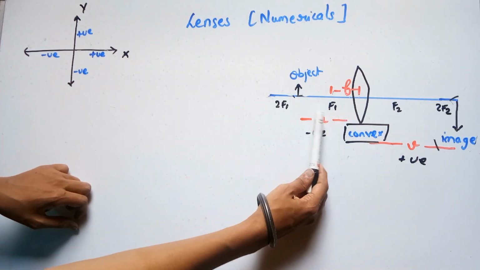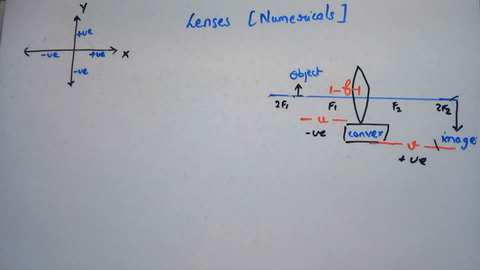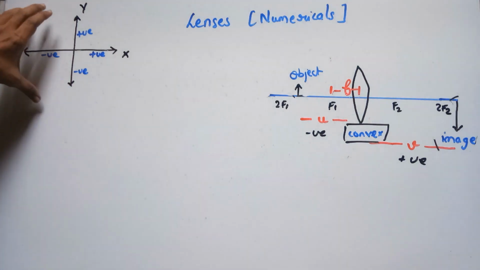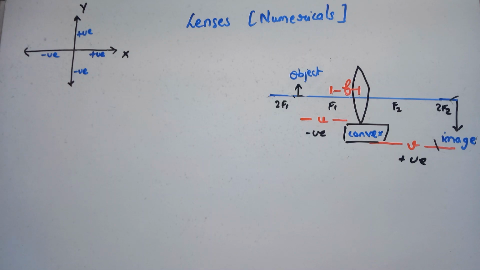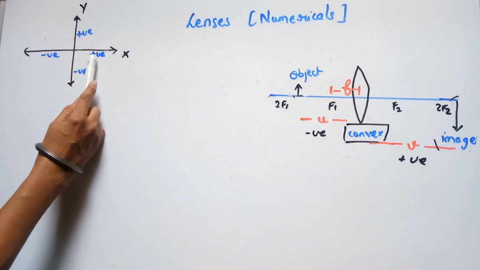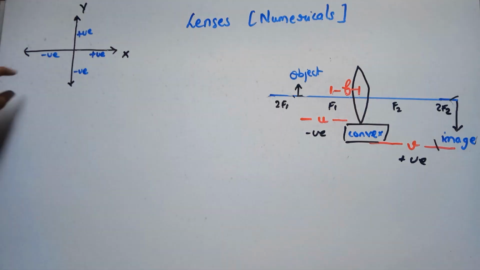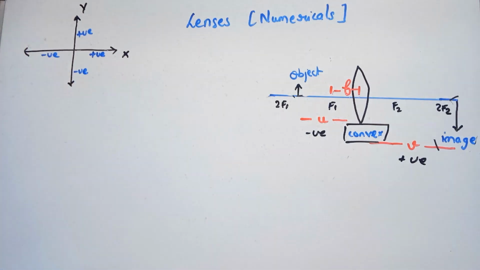Object के distance को u से denote करते हैं, image के distance को v से, और focal length of the lens is denoted by f. Okay. So now you have to remember your coordinate geometry. Coordinate geometry, this is x-axis, this is y-axis. So this is the positive side of the x-axis, this is the negative side of the x-axis, this is the positive side of the y-axis, this is the negative side of the y-axis. So similarly in our lenses, we do the same thing.